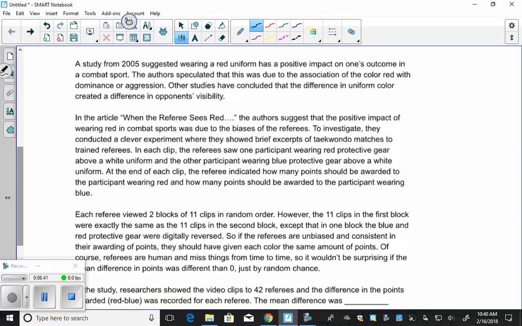Also, other studies concluded that differences in uniform colors can affect components of visibility. Like, if I'm pitching a softball and the softball is yellow, and I wore a yellow shirt compared to a black shirt, would it be harder to see the ball? It'd be harder for the other team to see the ball coming out of a yellow uniform than if it was black. Yeah. So that's also a factor.